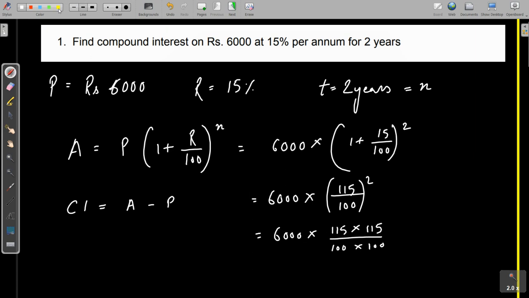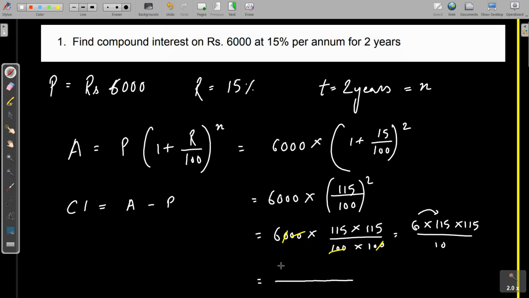Now here, if you watch, we can cancel out two zeros with 100 and then one zero from this. So finally, what are we left with? We are left with 6 multiplied by 115 multiplied by 115 by 10. Now we have to multiply these three terms, and I'm not going to do the multiplications here, so I'm just going to write down the final answer. Okay, so 6 times what, let's take first 6 times 115.